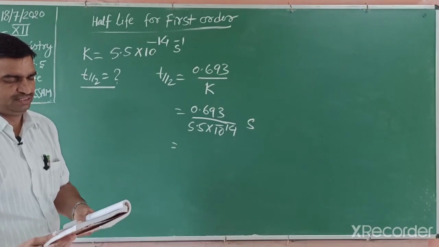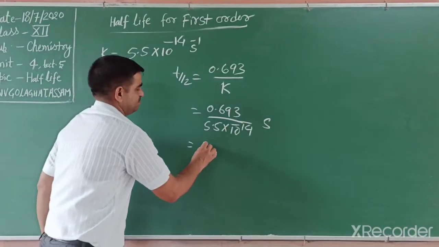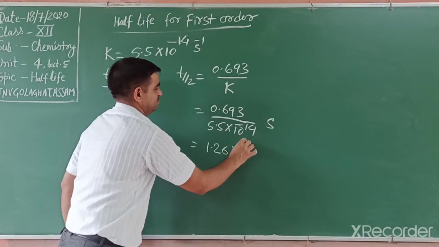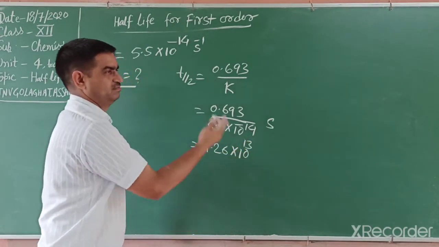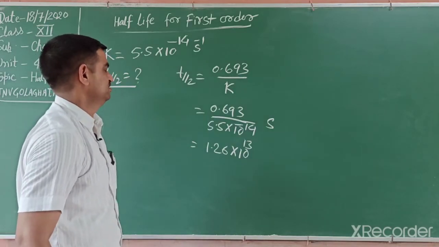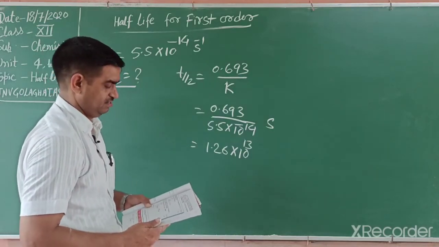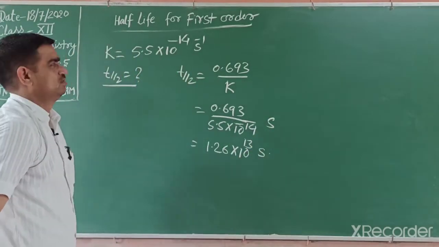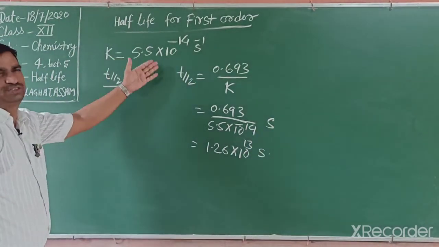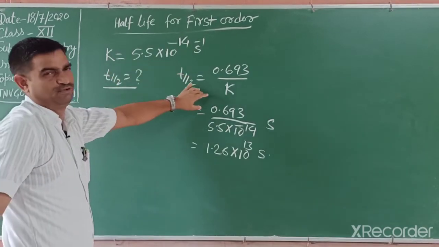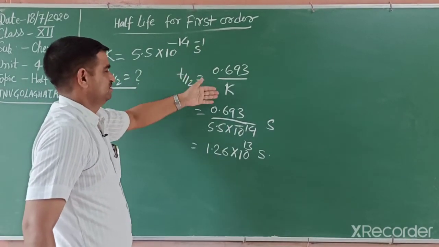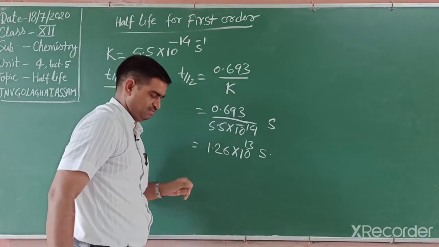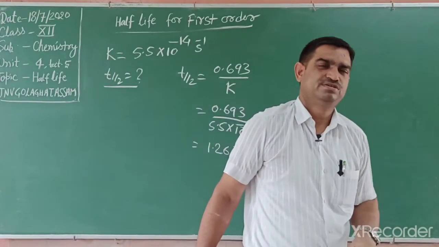If you solve this, then we get 1.26 into 10 to the power 13, because going upside, it is a positive value, 13 second. So this type of formula question comes in the exam, and they depend directly on the formula. Sometimes half-life is given, and then you can find the rate constant.